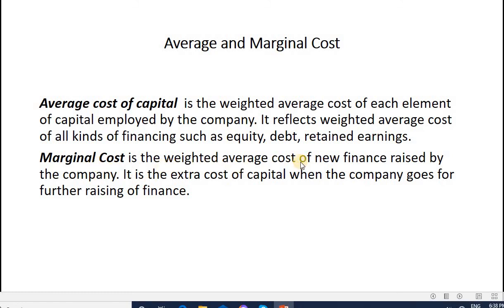Marginal cost is the weighted average cost of new finance raised by the company. Marginal cost is attached with the additional funds. When we are raising additional funds for a project, what is the cost incurred for getting the additional capital? It is the extra rupee which we are paying for acquiring the extra fund. It is the extra cost of capital when the company goes for further raising of financing.